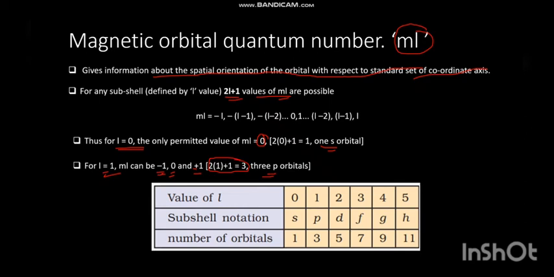This table explains the relationship between the azimuthal quantum number and the magnetic quantum number. If the value of l is 0, then we will have only one orbital for the s subshell. If the value of l is 1, then we will have 3 orbitals for the p subshell. So the p subshell will have 3 orbitals, and this will go on.